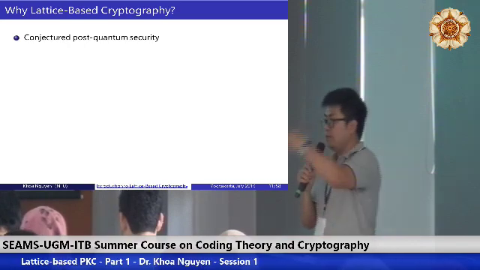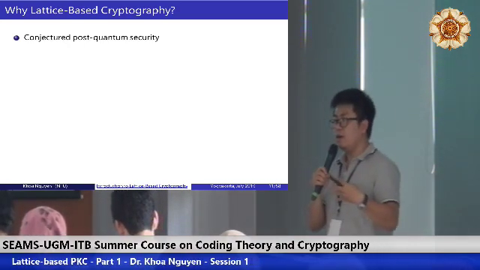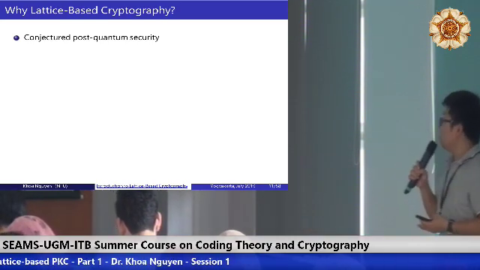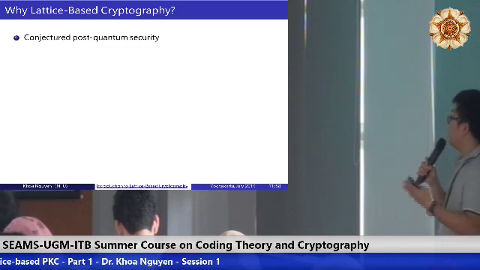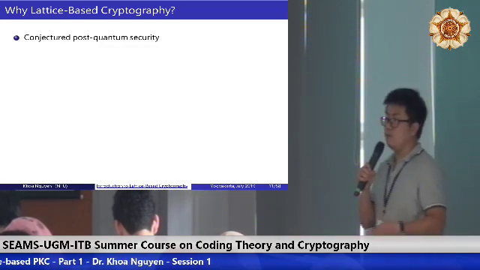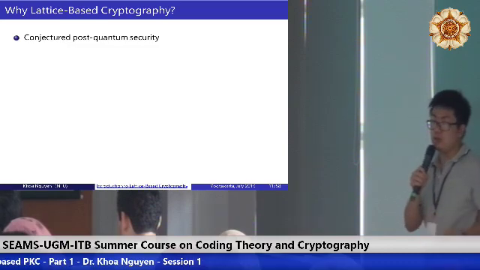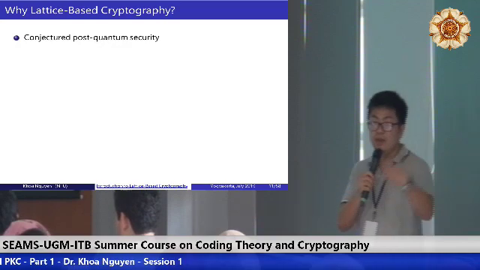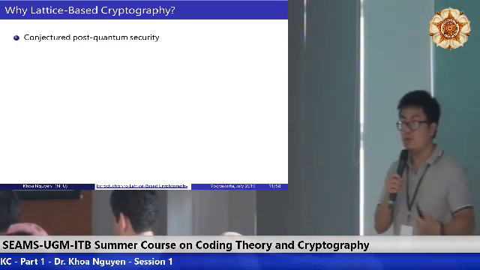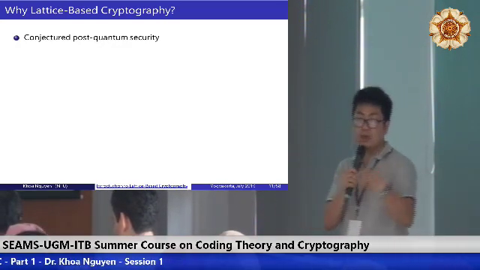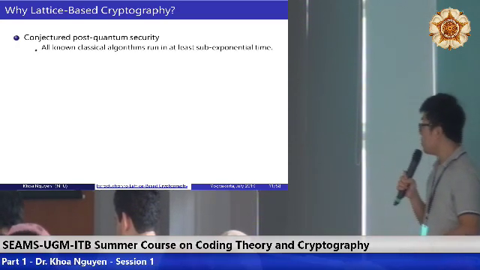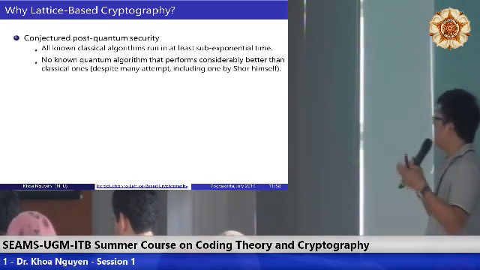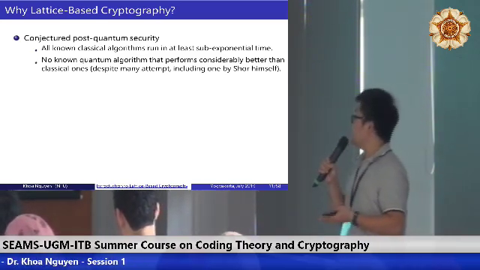Despite many attempts to attack lattice problems, currently all of the known classical algorithms for solving lattice problems require running time sub-exponential in the lattice dimension. This means that currently we don't know any efficient algorithm running on a classical computer that can solve lattice problems. And we don't even know any quantum algorithm that performs considerably better than classical ones.